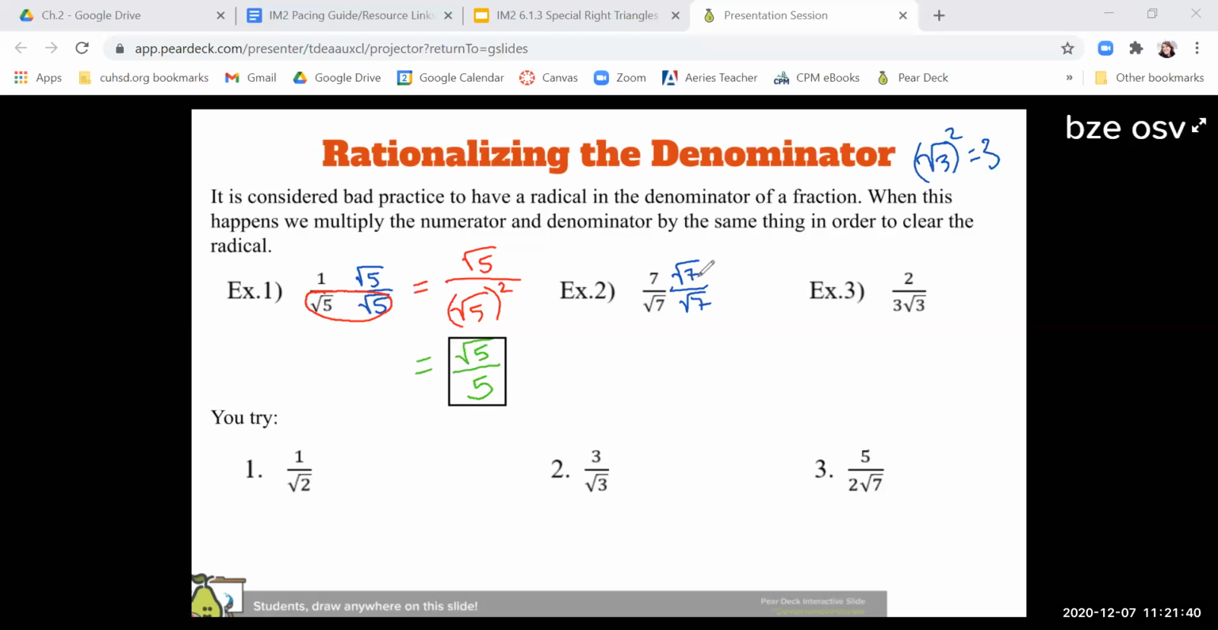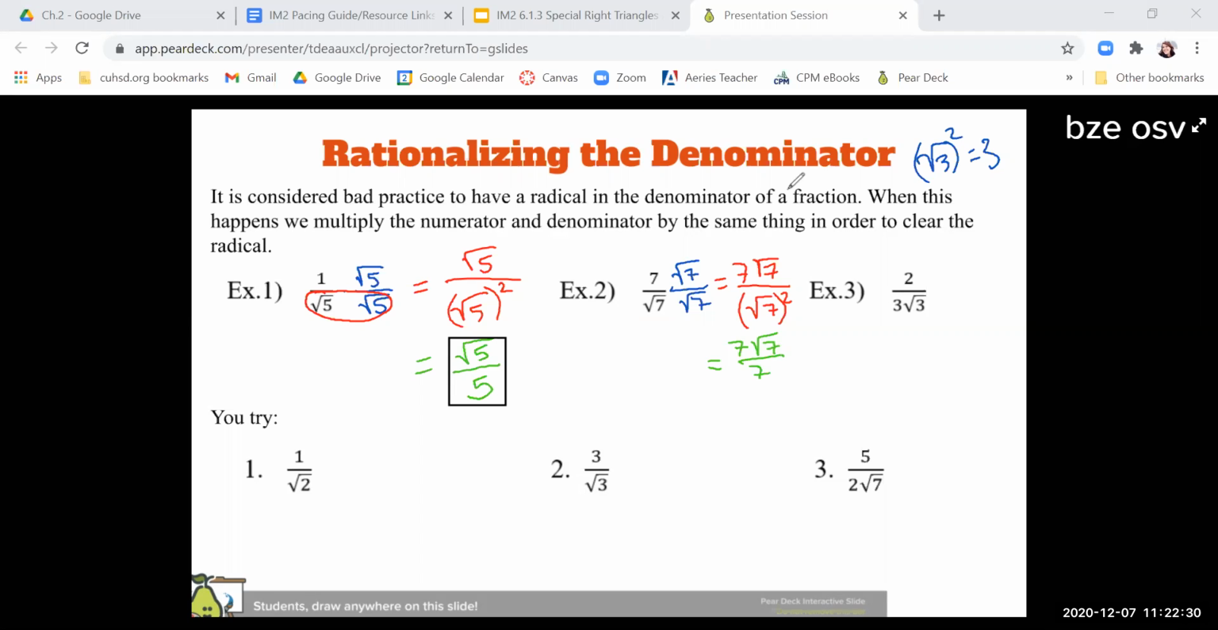All right. So now we're going to multiply across the top and the bottom. So on the top, we have 7 times the square root of 7. And on the bottom, we have the square root of 7 squared. And remember, when we square a square root, we get just the number underneath. So now we have 7 root 7 over 7.